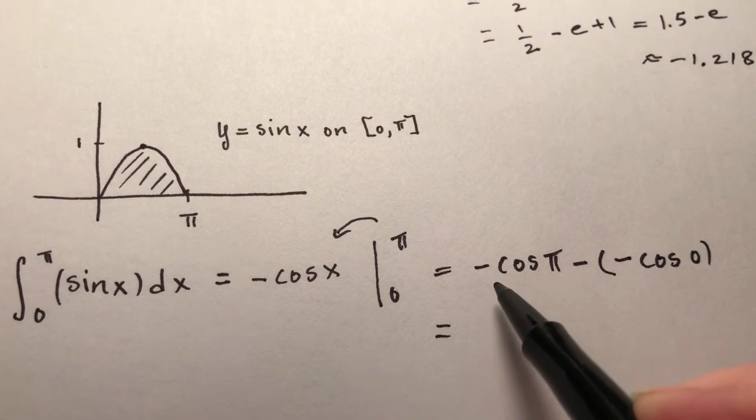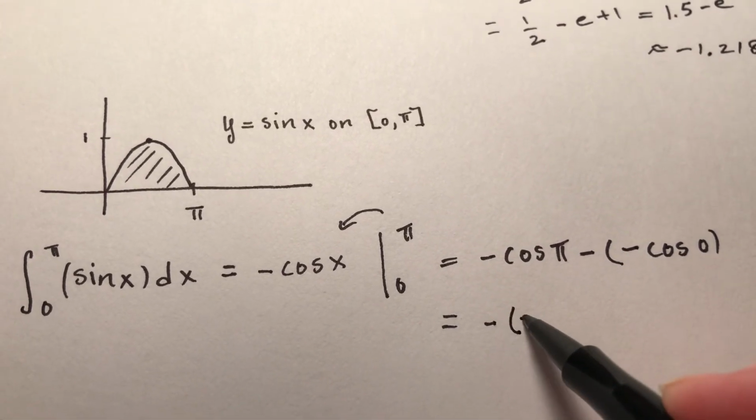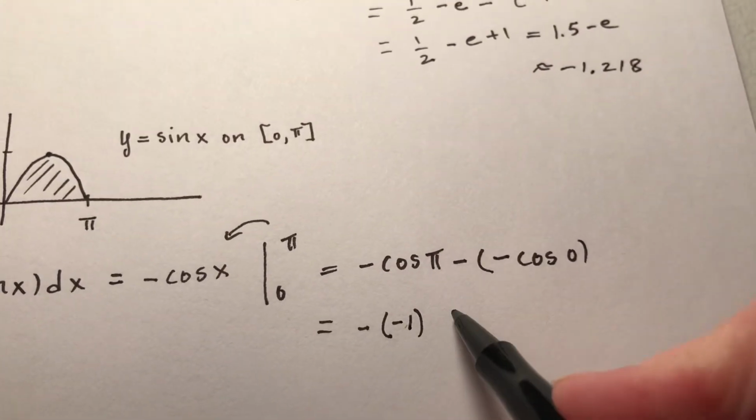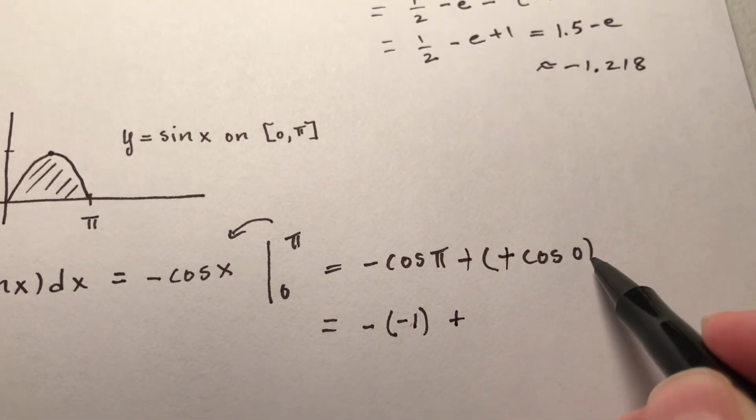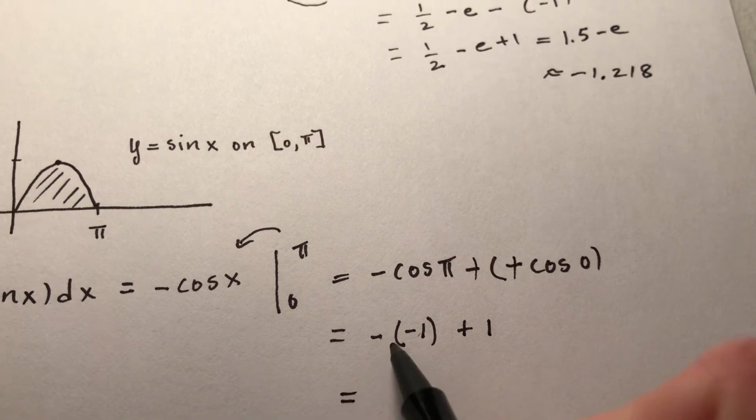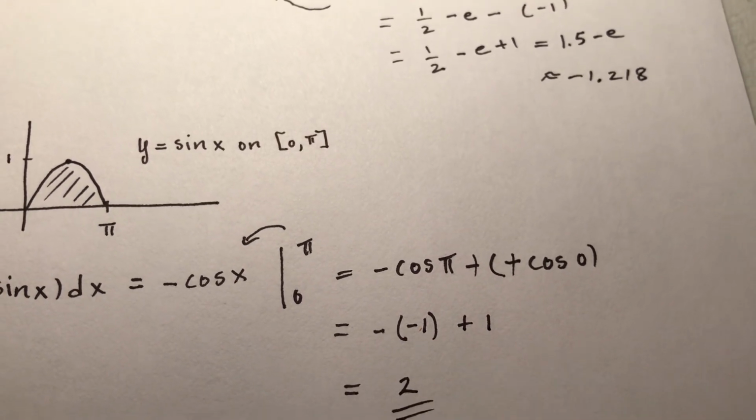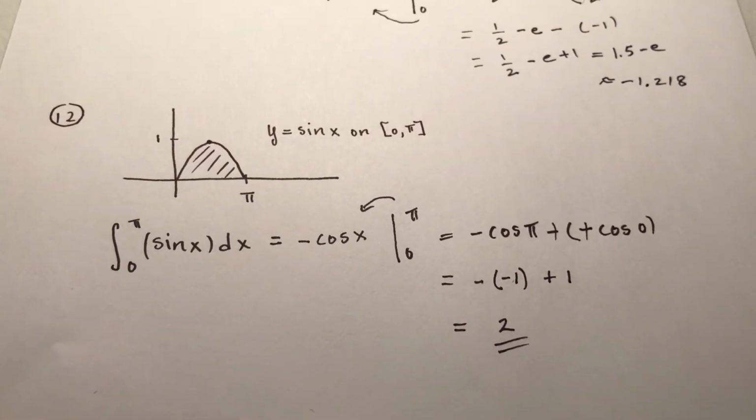Now what's that equal to? Cosine of pi is negative 1, and that's plus, right? And cosine of 0 is 1. So 1 plus 1 is 2. That area is exactly 2.